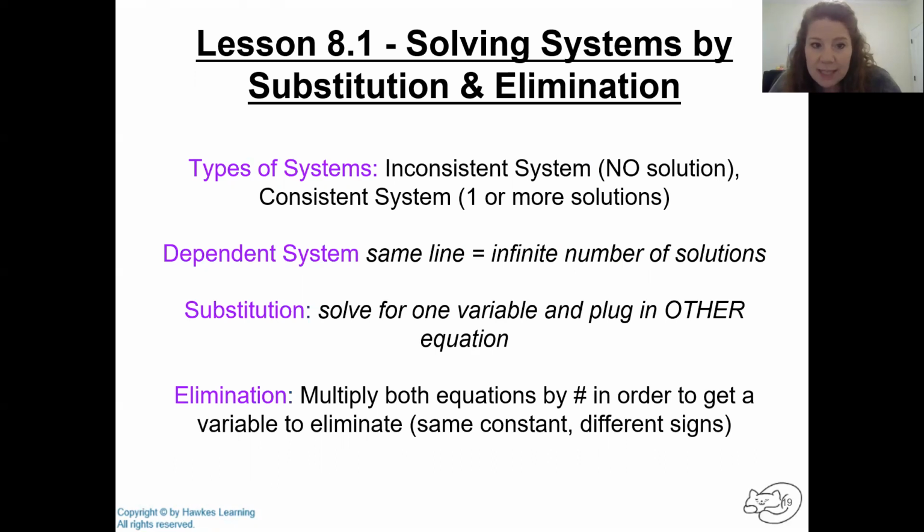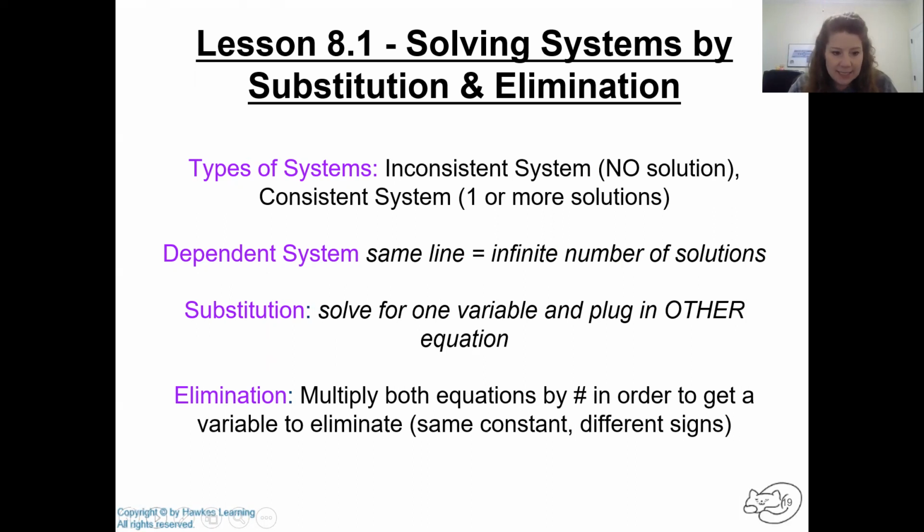So this is just reminding you the types of systems are either inconsistent, which means no solution, or consistent, which means that there's exactly one solution, or dependent, which basically is the same line lying on top of each other. We're going to be solving by substitution, where we solve for one variable and plug it into the other equation. And then we also are going to try to solve by elimination, which is my favorite way to solve, by the way.